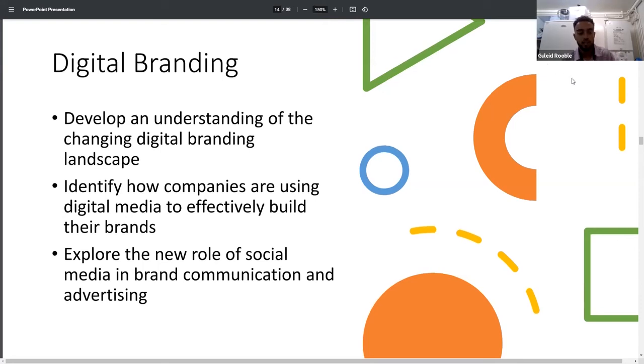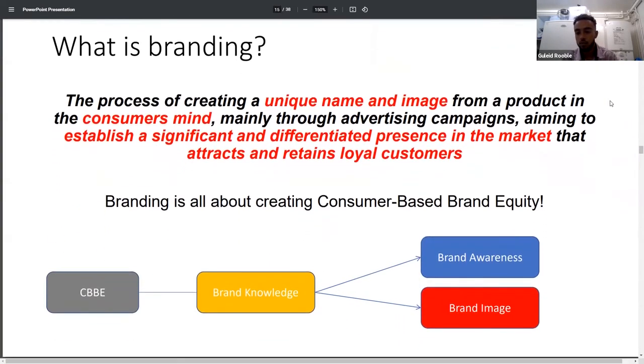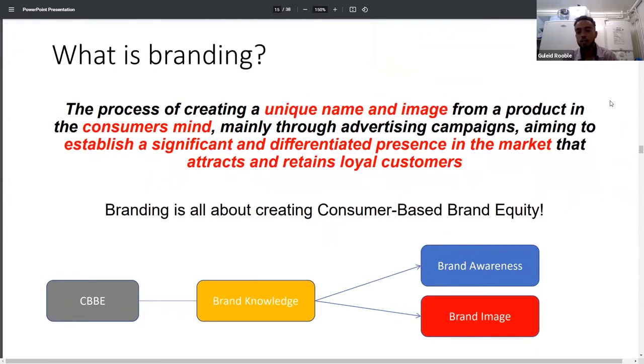Ben, if you can move on to the next slide, that's where digital branding comes into place. Now, branding is all about creating customer-based brand equity. Yeah, so equity is something that's equitable, and how you could increase that brand equity is by following this process. This process was developed by Philip Kotler, who's an academic theorist specifically in marketing, and the CBBE model, known as the customer-based brand equity model, starts firstly with brand knowledge. So you need to educate your customers of your brand. Yeah, and how you do that is by creating awareness and brand image.